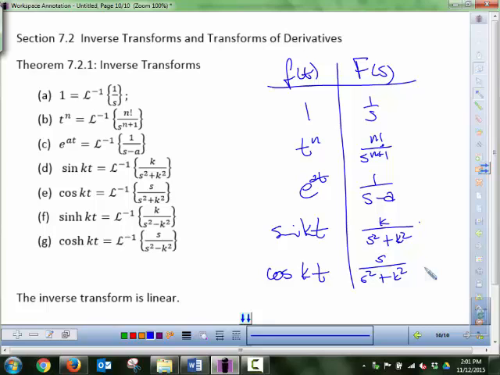All right, so this is it. This is a transformation. We haven't done any problems yet in differential equations. We'll do that as soon as we get back here on Tuesday.